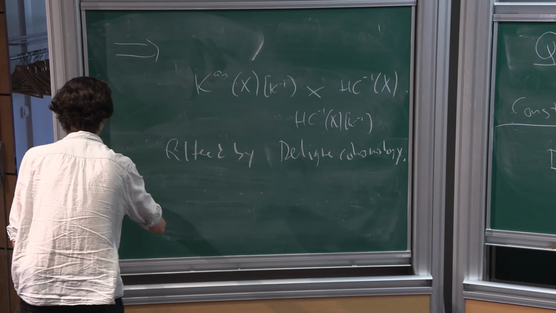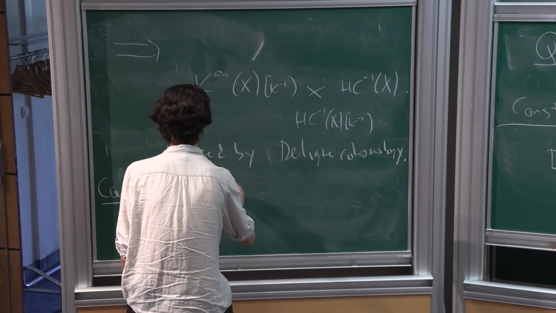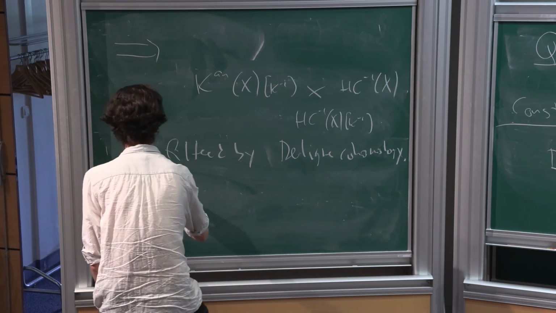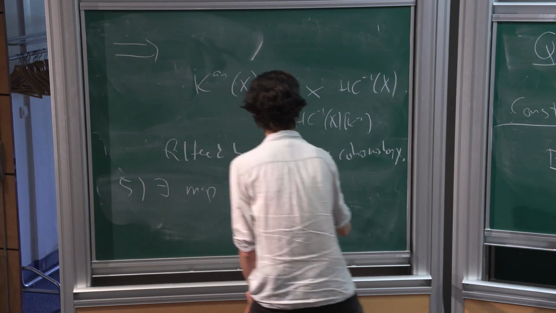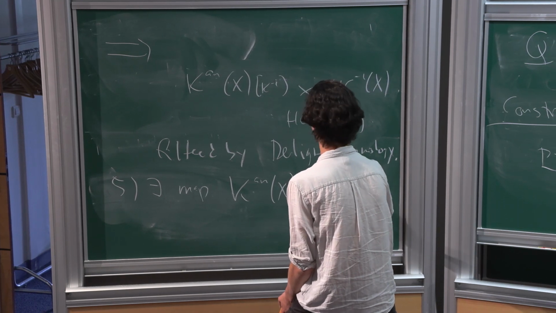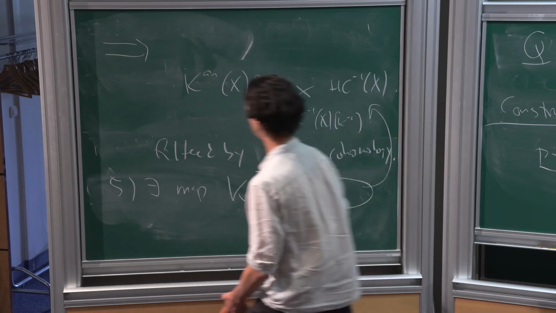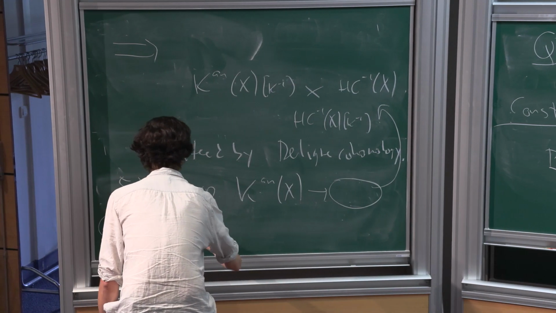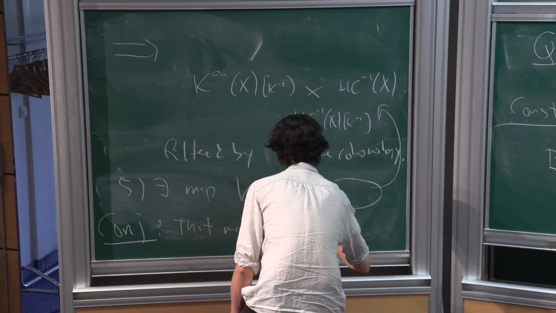And then 5 is that there exists a natural map from K_an(X), this analytic K-theory of X, to this fiber product. Well, actually, it's almost obvious from what I said, to this thing that Deligne cohomology is filtering. And then the conjecture is that that map is an isomorphism.